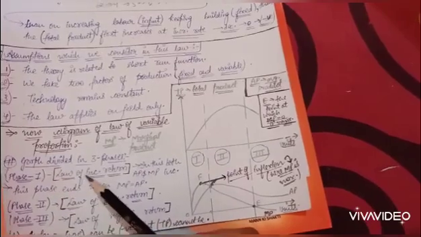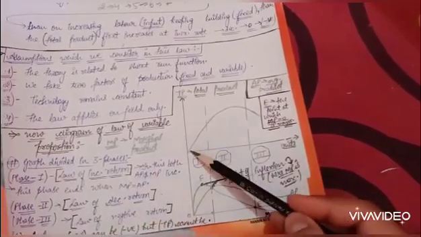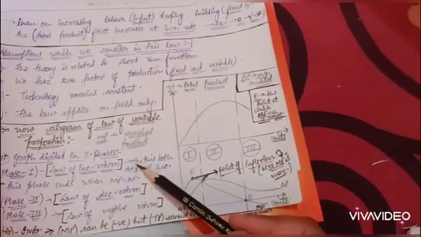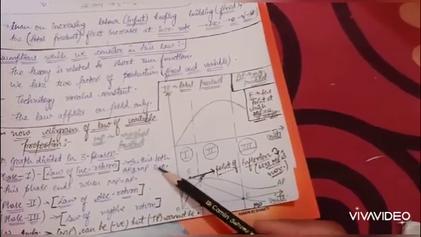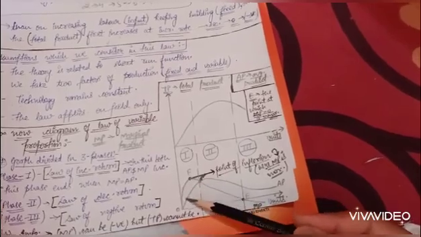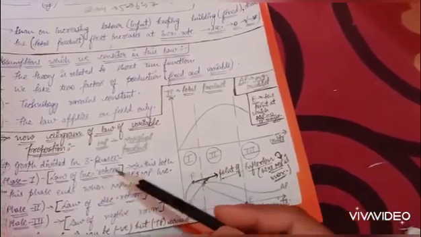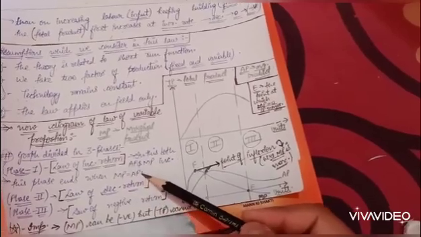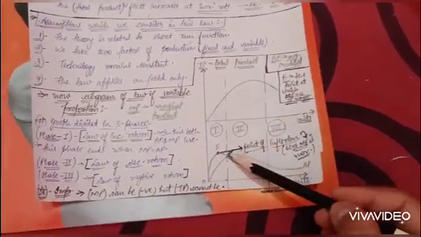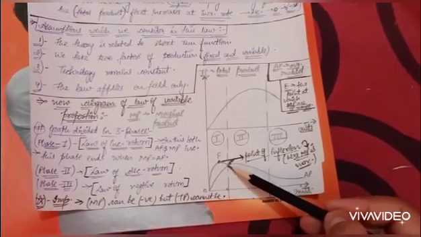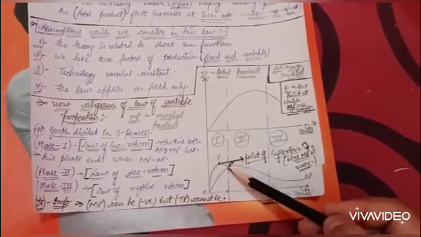Phase 1 is known as the law of increasing returns, as here the graph is increasing. In this, both average product and marginal product are increasing. So look at the graph, here both average product and marginal product are increasing. This phase ends when marginal product is equal to average product, at the point where average product and marginal product intersect.